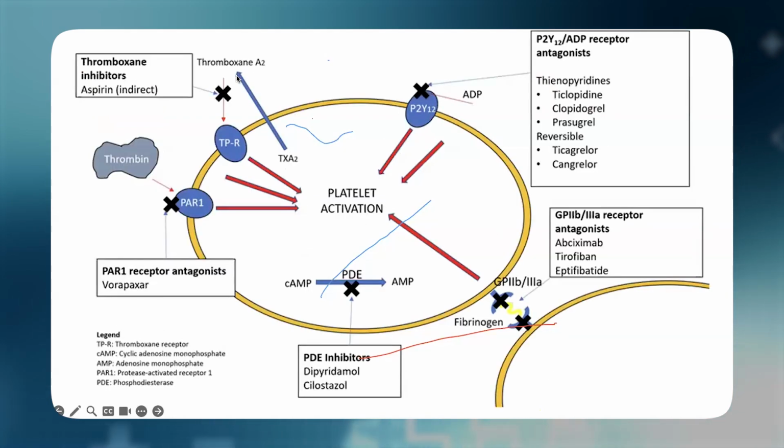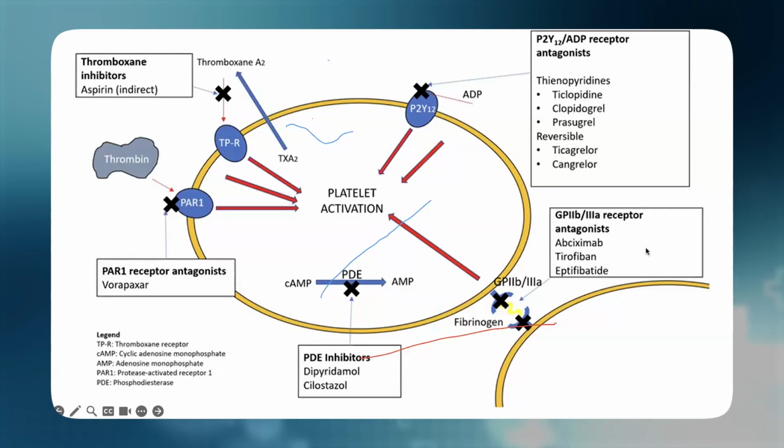These are the sites of action. You can see aspirin acts on thromboxane generation, and Vorapaxar. These are rare, we don't use them. P2Y12 inhibitors or ADP receptor antagonists, the thienopyridines, are ticlopidine, clopidogrel, prasugrel. Ticlopidine is not used anymore. Reversible inhibitors are ticagrelor, cangrelor.